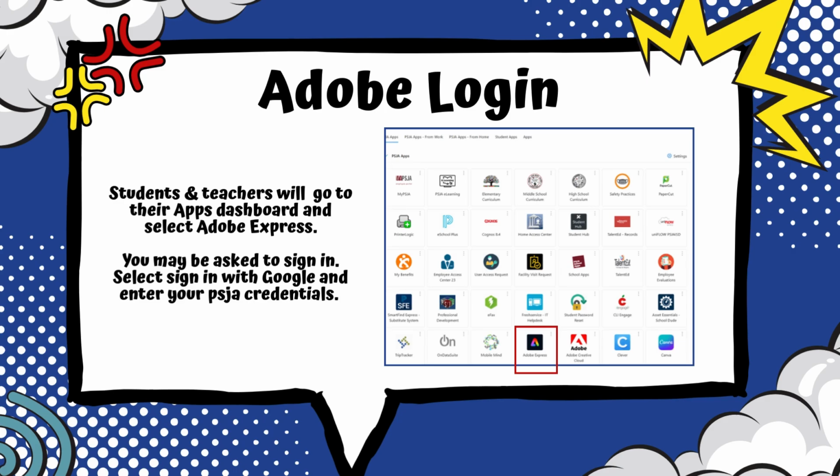So on this slide, it is instructing you to log in through your My Apps. That is going to be the same for both students and teachers. When you click on it, it may ask you to sign in. You will just select Google and log in with your PSJ credentials.